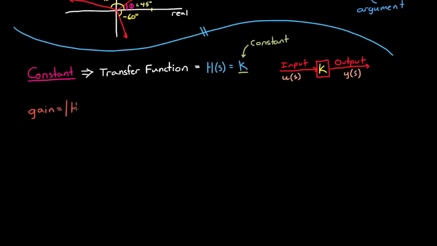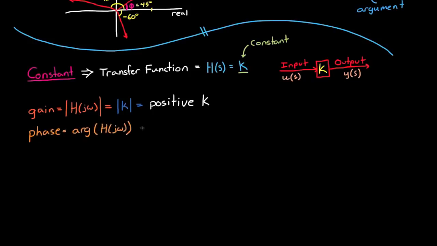Now we can apply the gain equation from above, which is the magnitude of H(j omega), to this constant K, which is just the magnitude of K, which is a positive K. And the phase, which is the argument of H(j omega), is equal to the arctangent 2 of the imaginary part, which in our case is 0, and the real part, which is K. And again, K can be either positive or negative. And that's why we're using arctangent 2 to keep track of the sign.